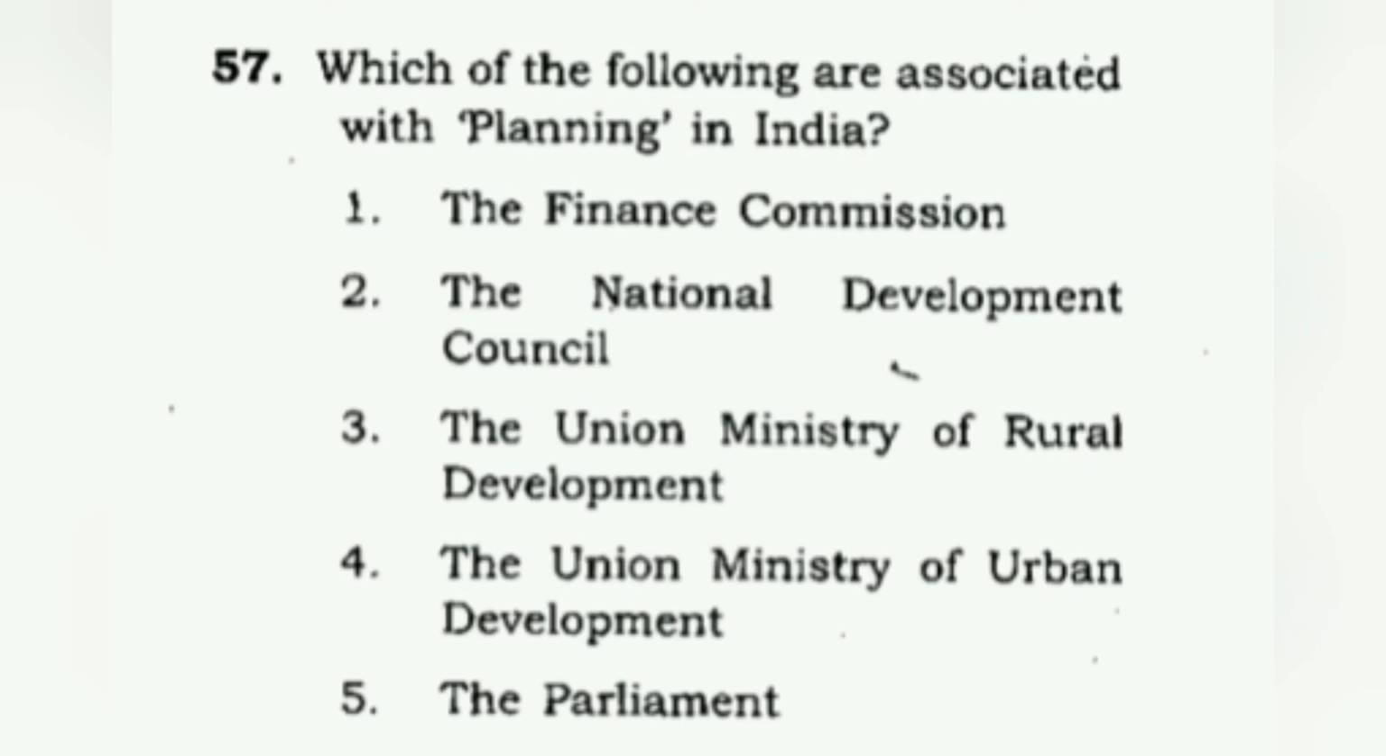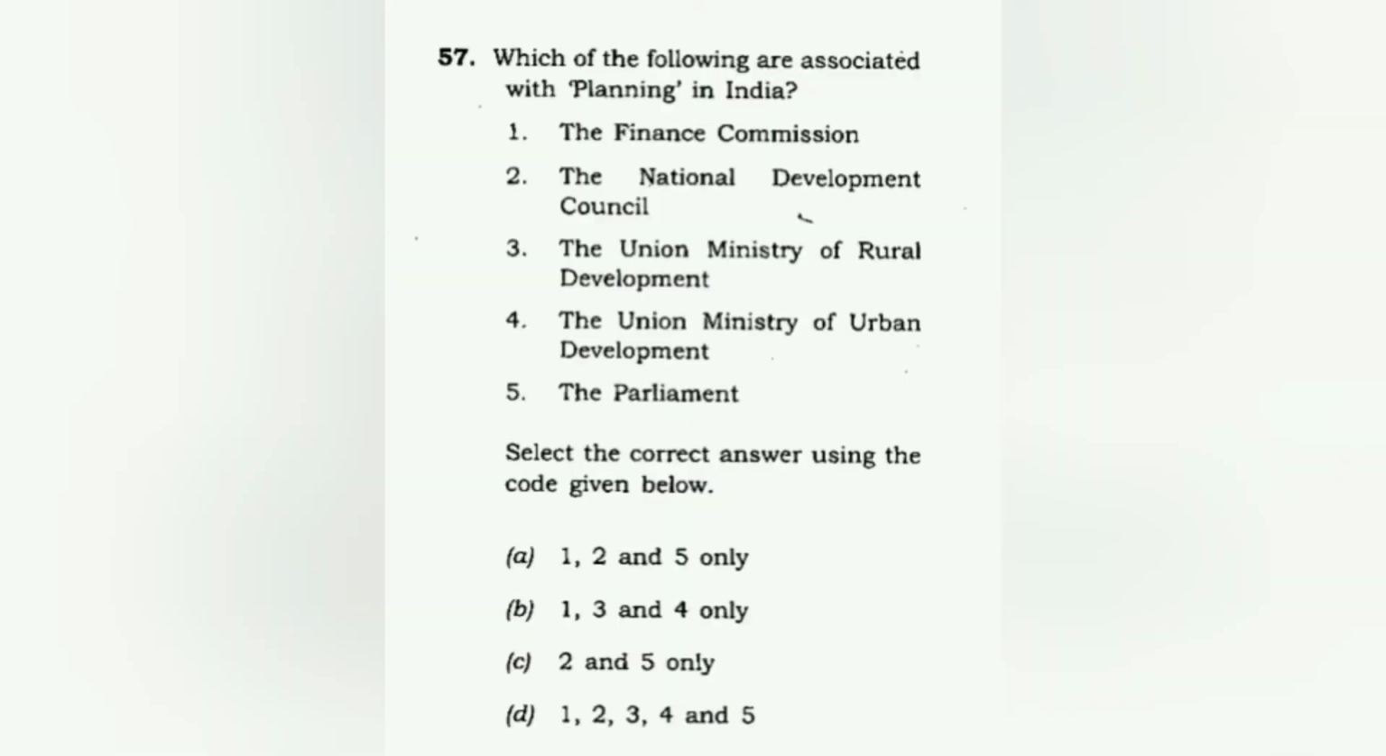And Union Ministry of Rural Development, it looks over the implementation. Union Ministry of Urban Development, that also looks upon the implementation. And Parliament goes without a doubt, because everything is decided by the Parliament. So yes, the correct answer is 2 and 5 only, so 57C.